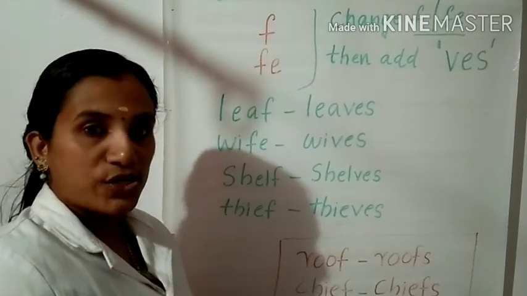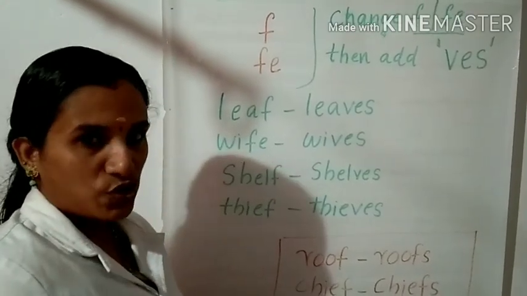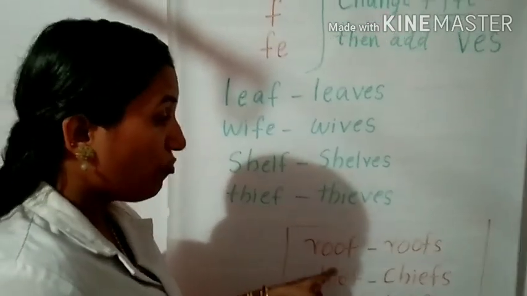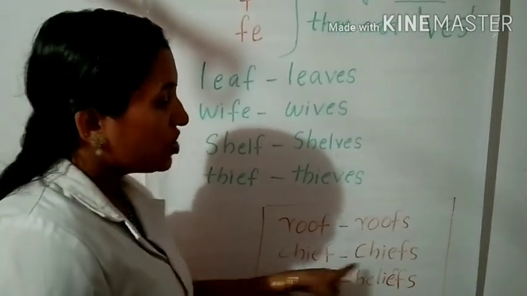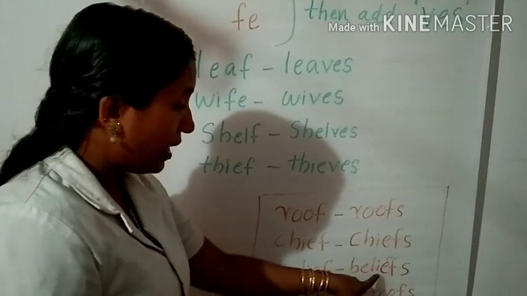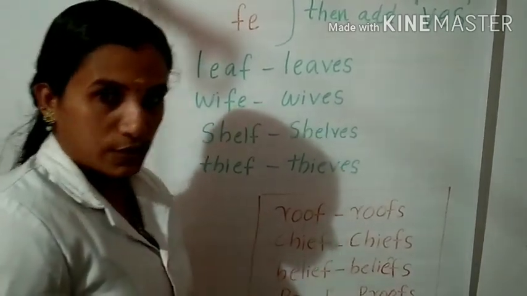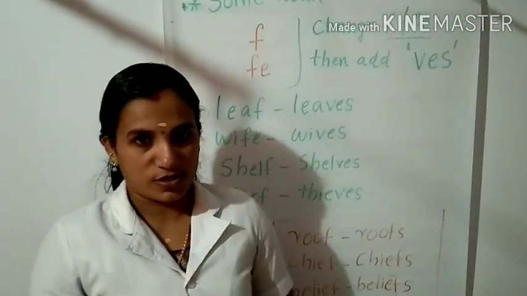But in the English language, there are some exceptional nouns also. Roof, roofs. Chief, chiefs. Belief, beliefs. Proof, proofs. There are some exceptional nouns.